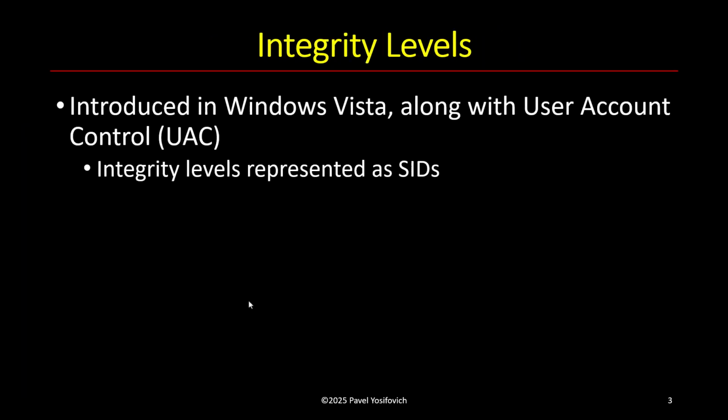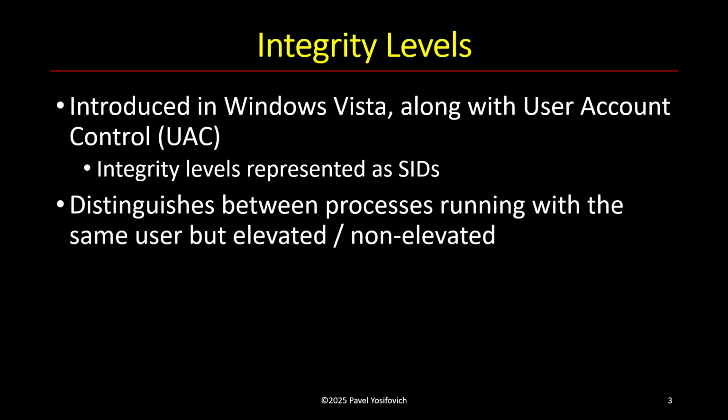So integrity levels were introduced in Vista along with user account control because now we need to have, at the very least, a distinction between processes running as admin and processes running without admin rights. They're still running under the same user, like Alice, for example, or Bob or whoever, but the fact that they're running elevated or not, meaning their token is powerful or not so powerful, should matter in some way.